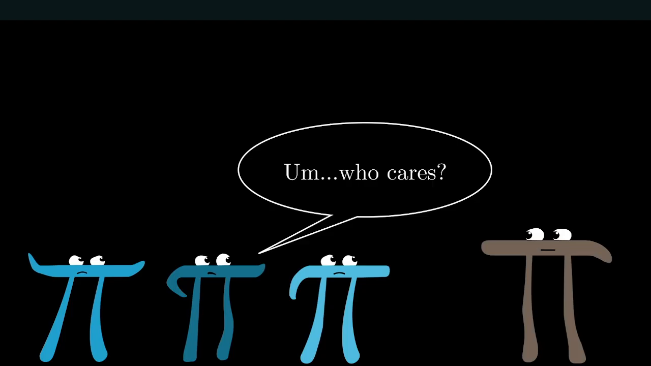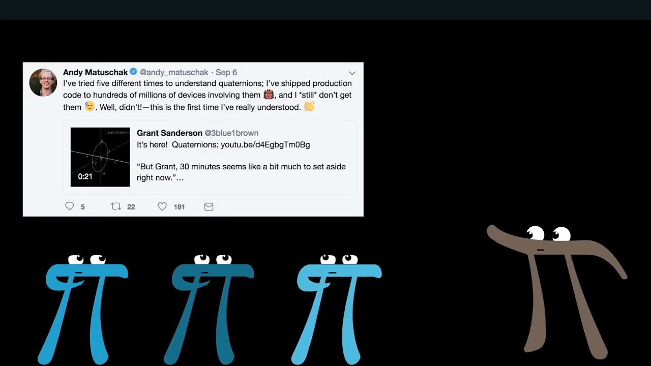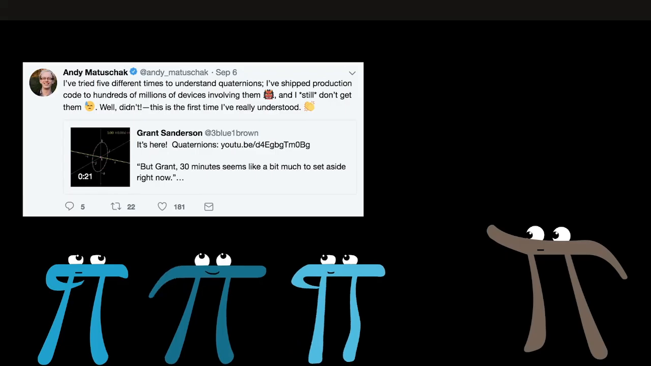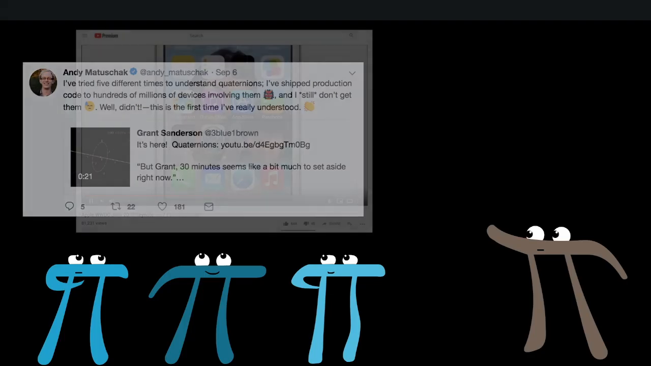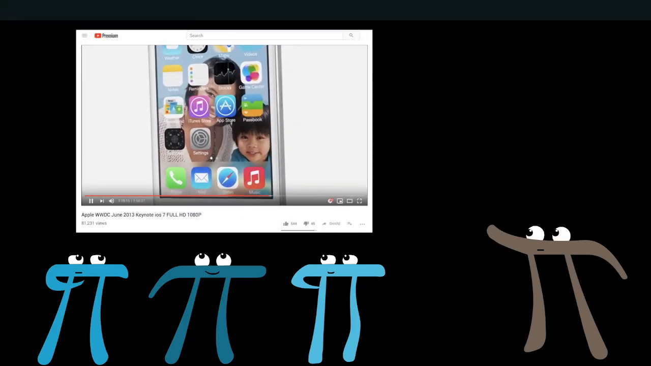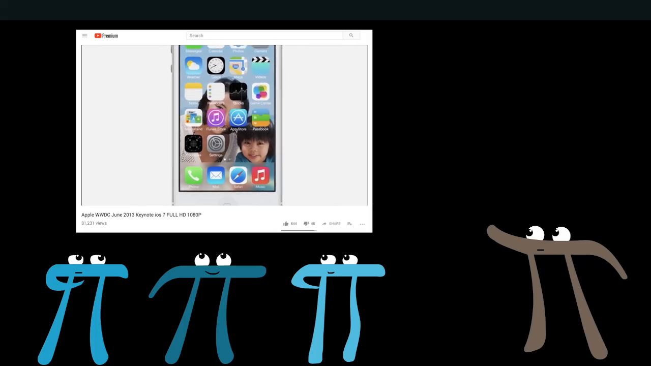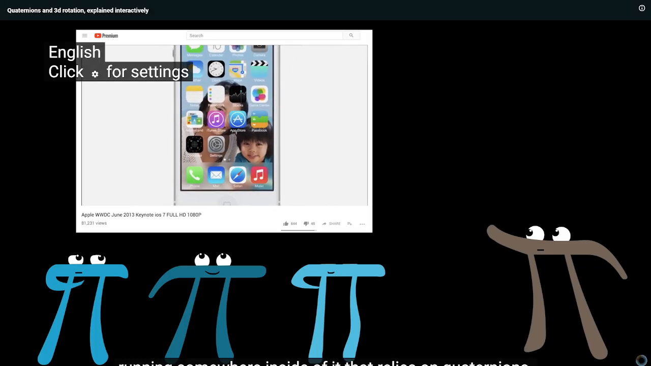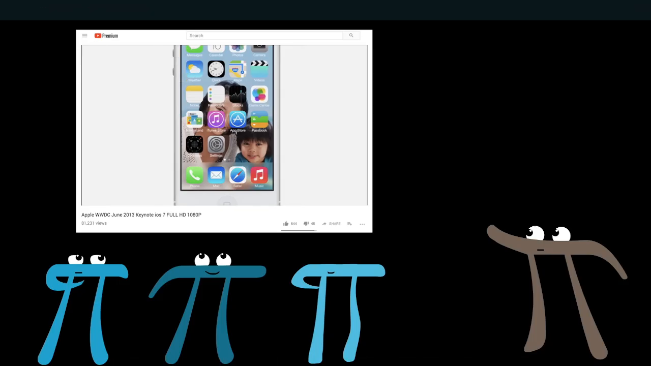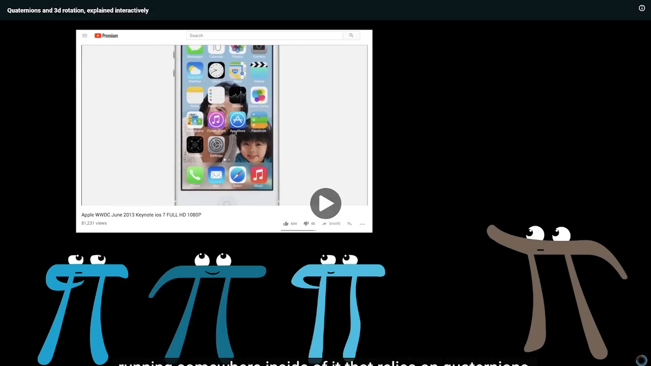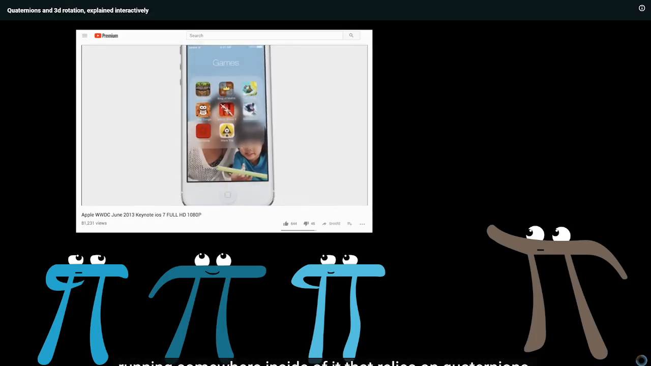To take one example, a friend of mine who used to work at Apple, Andy Matuszczak, delighted in telling me about shipping code to hundreds of millions of devices that uses quaternions to track the phone's model for how it's oriented in space. That's right, your phone almost certainly has software running somewhere inside it that relies on quaternions.